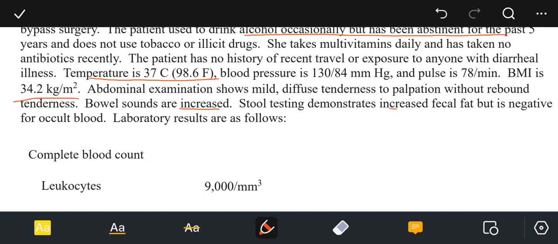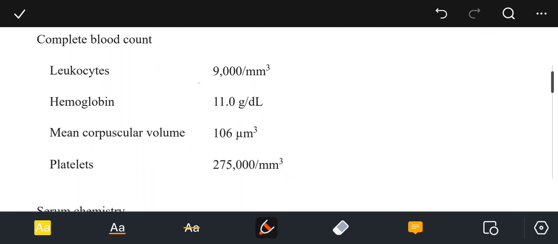Stool testing demonstrates increased fecal fat but is negative for occult blood. The lab results are as follows: leukocytes are 9000 per cubic millimeter, that is high. Hemoglobin is 11 grams per deciliter, that is okay. Mean corpuscular volume is high, that is 106 cubic micrometers. Then we have platelets that are 275,000 per cubic millimeter.